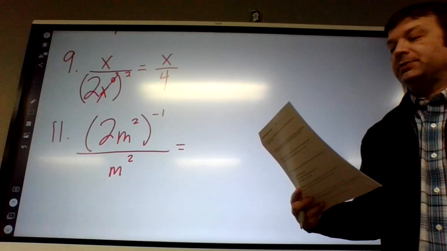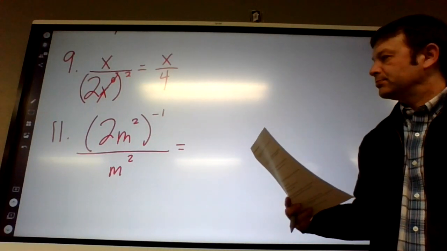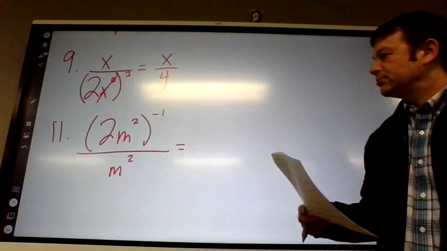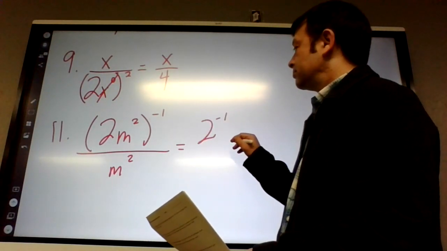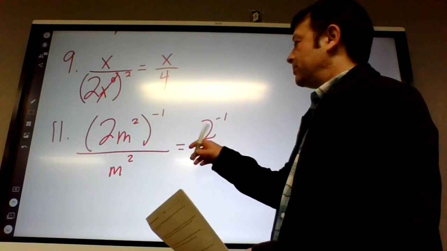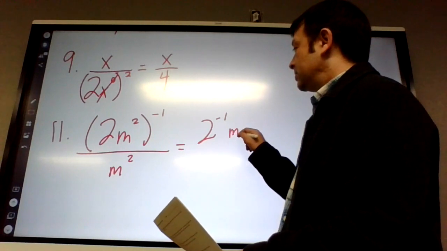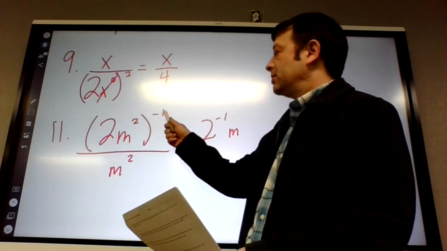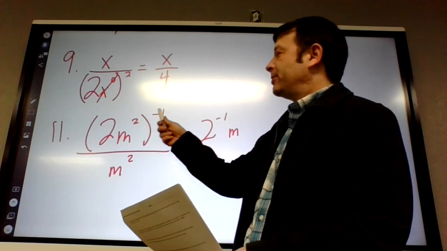Timothy, what do you think? Alright, so 2 to the negative first power is going to be 1 over 2. Alright, well, let's leave it alone. I'll come back and do that later. And then m to the what? M1. Oh, M3. No. What do we do with the power to a power?